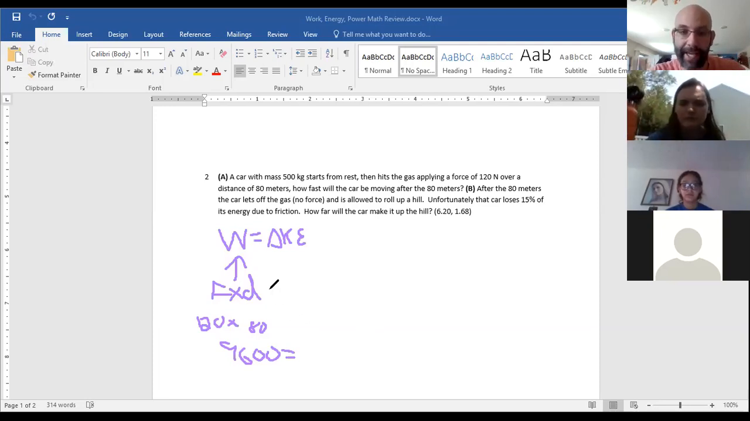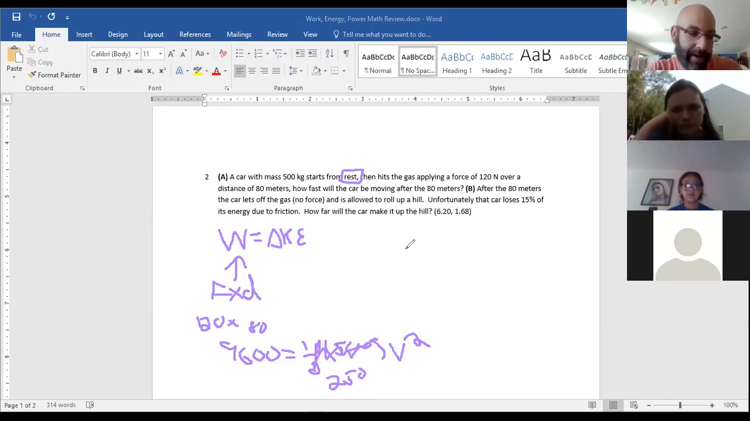So it's the final kinetic energy, energy of motion, minus the initial kinetic energy. Well, the final kinetic energy is 1/2 mv squared. So 1/2 times m, which is 500, times v squared. The initial kinetic energy is 0 because the car starts from rest. So if we just use this, we can rearrange. This becomes 250, half of 500. Divide both sides by 250, and you take the square root. And if you round, I know it says 6.2. I think it gets you something close to that.